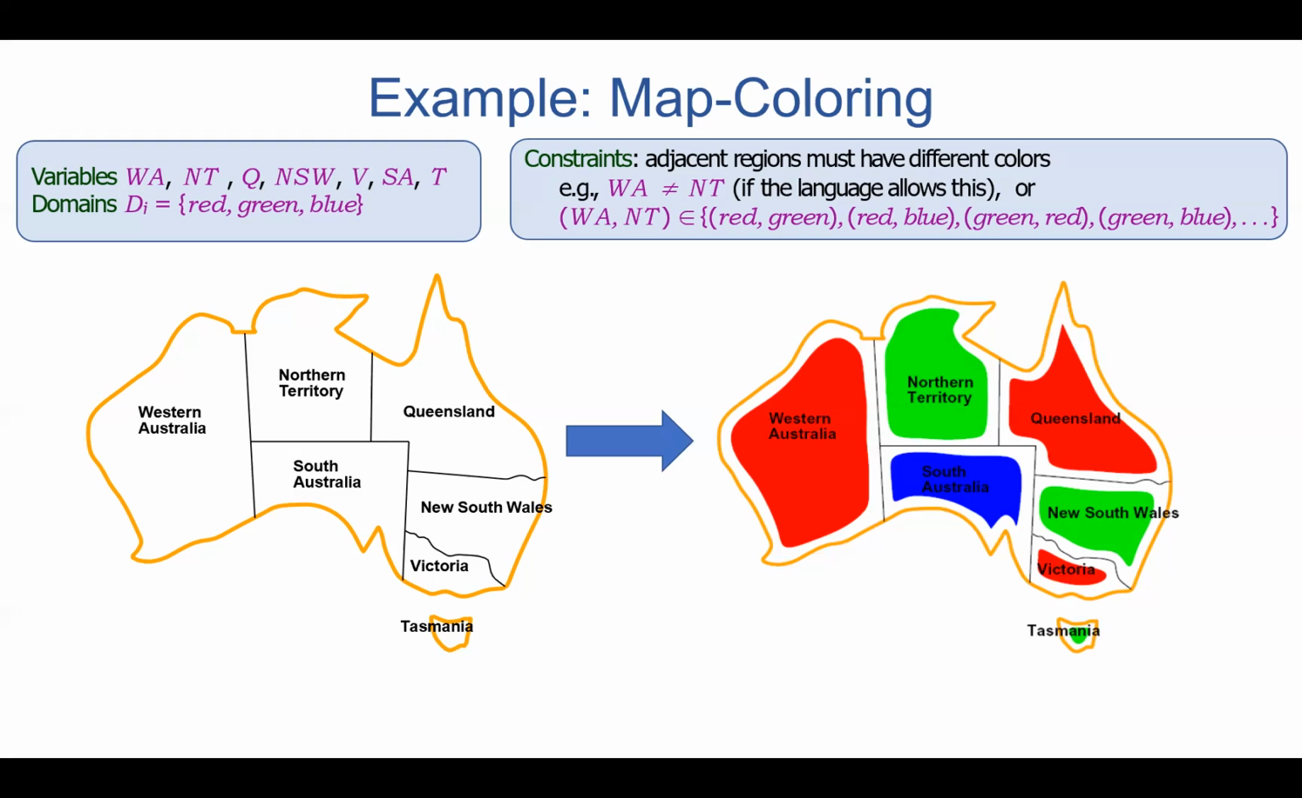We also have Tasmania as an island. It's not bordering anything. But what we will assume is that Tasmania is nearest to Victoria, so we're going to make sure that these two don't have the same color. Okay. All right.